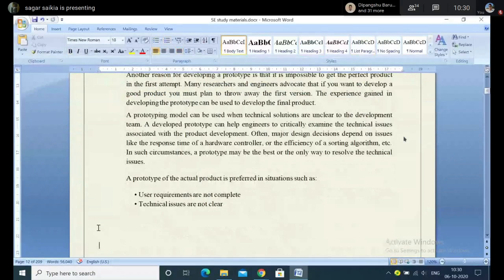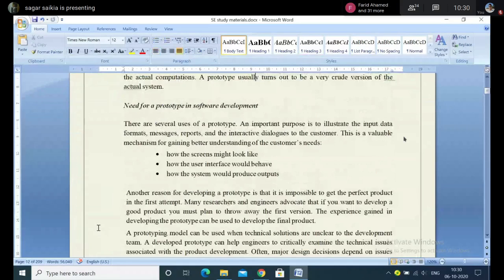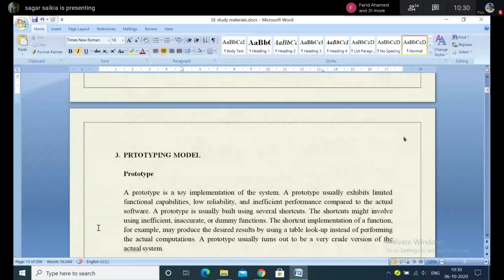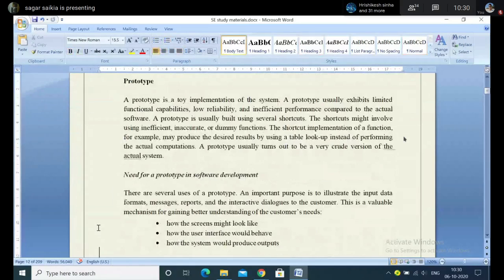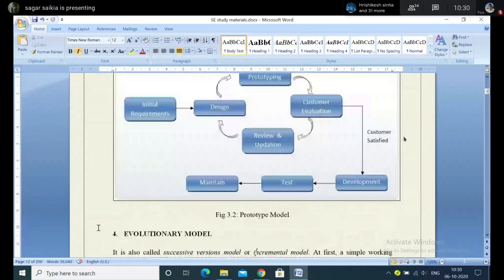You might be asked questions like what is the motivation for a prototyping model, and what is the need of a prototype in software development. Those questions may be asked. What kind of situations will be feasible for a prototype model? And what are the phases? So these are the phases of a prototype model.